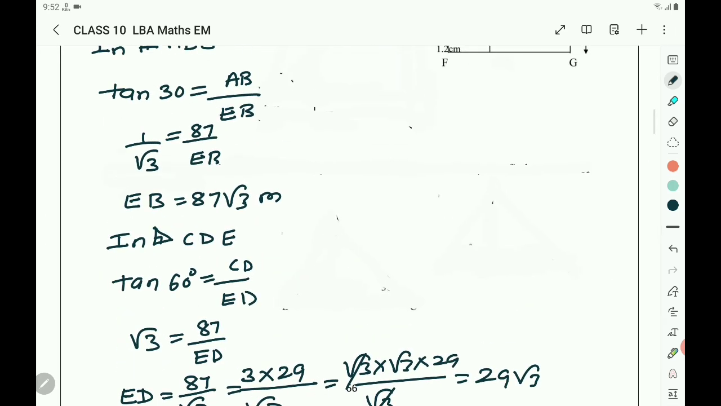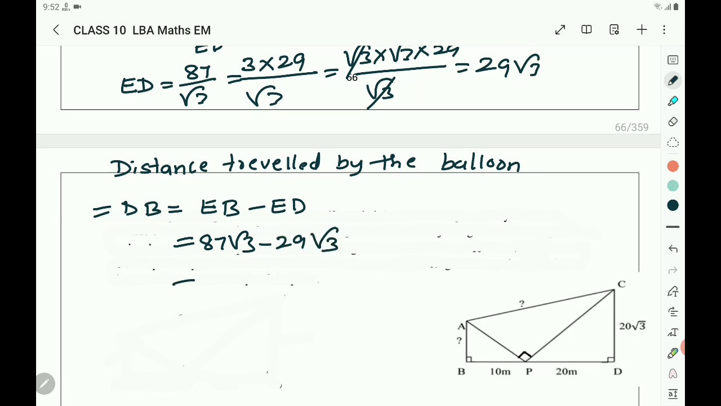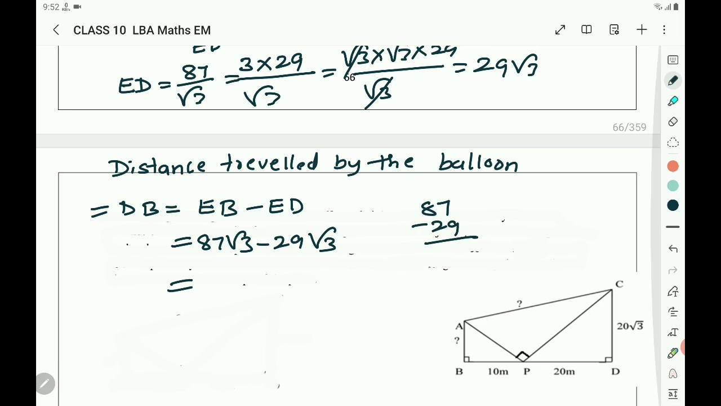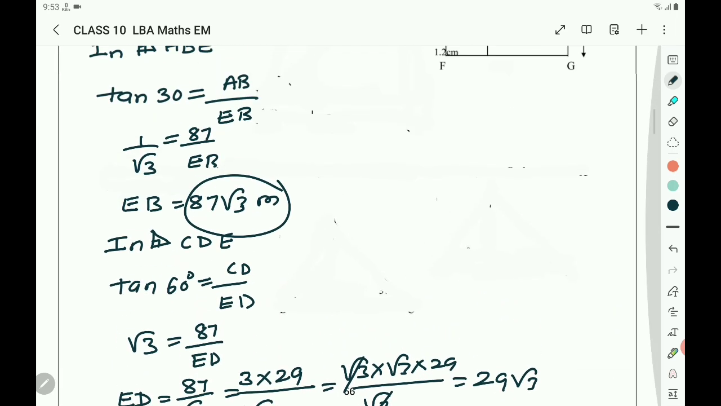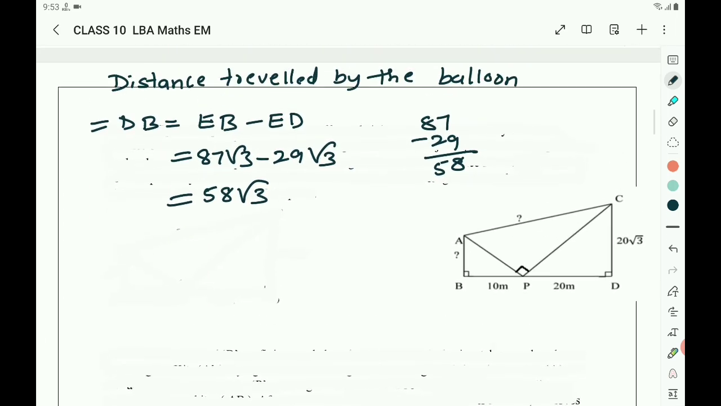EB means BE. How much? 87 root 3 minus ED is 29 root 3. 87 root 3 minus 29 root 3. Here 17 minus 9 is 8. 7 is remaining. 7 minus 2 is 5. So you got 58 root 3. Root 3 value is not given, so you can write it as it is, 58 root 3 meter. That is the distance traveled by the balloon.